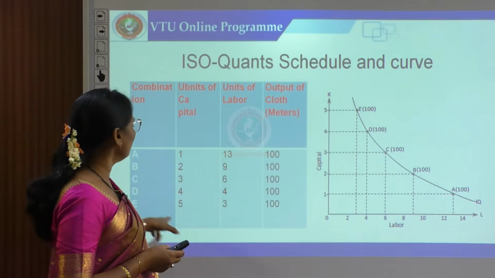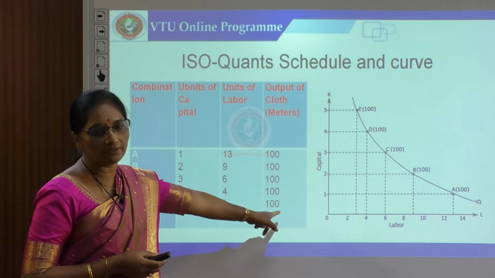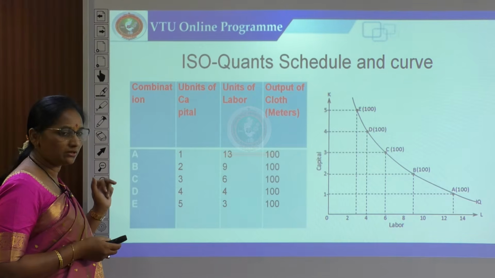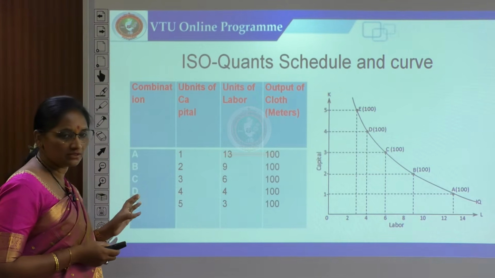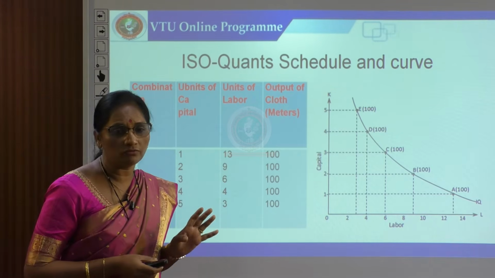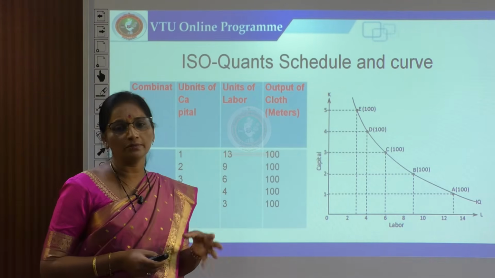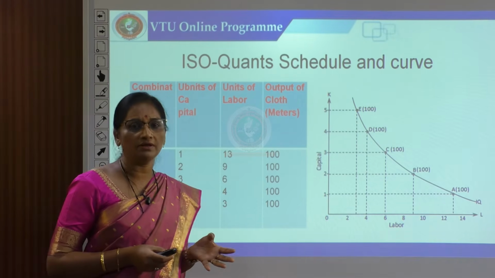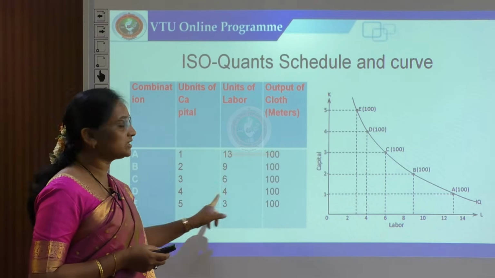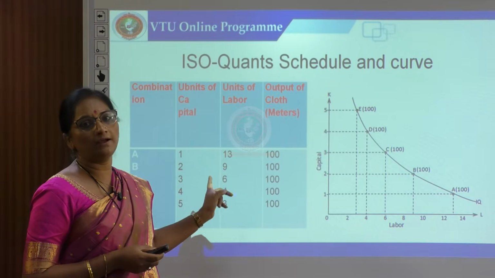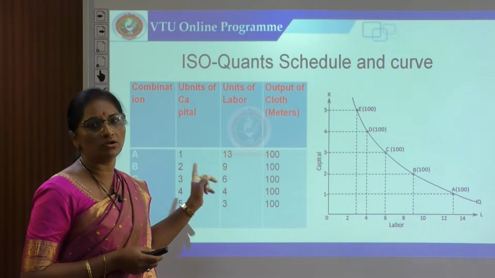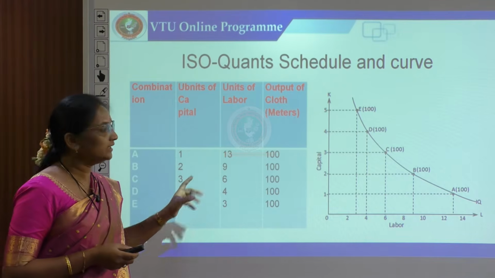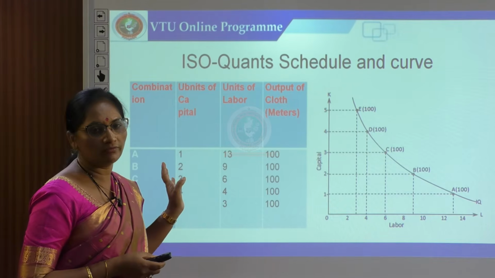See, all the combinations are producing the same units of output. You can go with the A combination, B combination, C combination, D combination, E combination. You are indifferent to any combination. Why? Because all the combinations are producing the same level of output. When all the combinations are producing the same level of output, according to your convenience, your business experience, and knowledge as a producer, you can go with any combination. Okay, so this is the schedule for the isoquant.